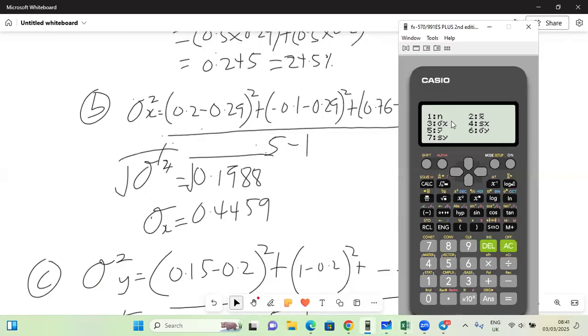If you choose 4, you are going to get a standard deviation of X. And then when you choose 7, you are going to get a standard deviation for Y. Don't choose this one, it is standard deviation but this is for population. And then the S1, they say S is for sample. So sample for X. So let's choose S4.